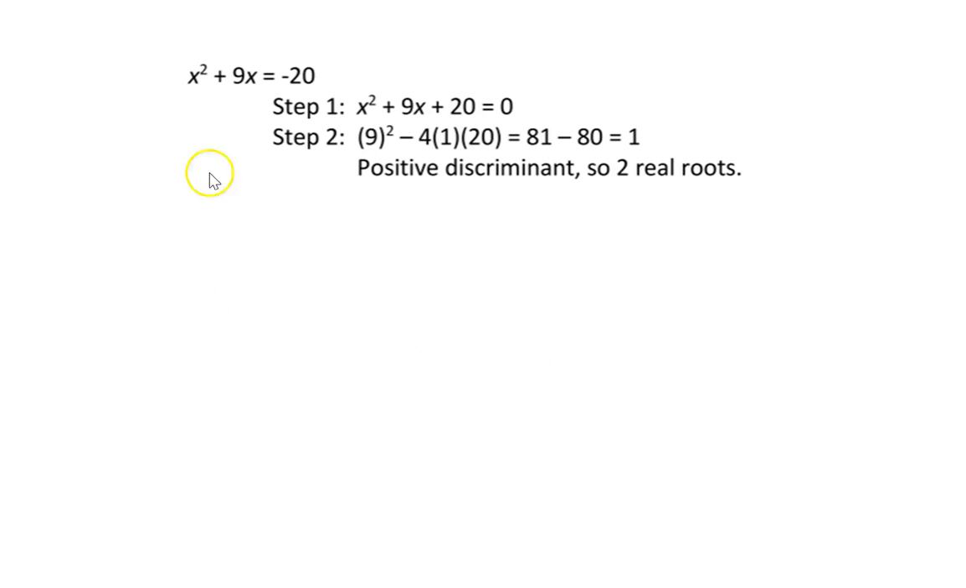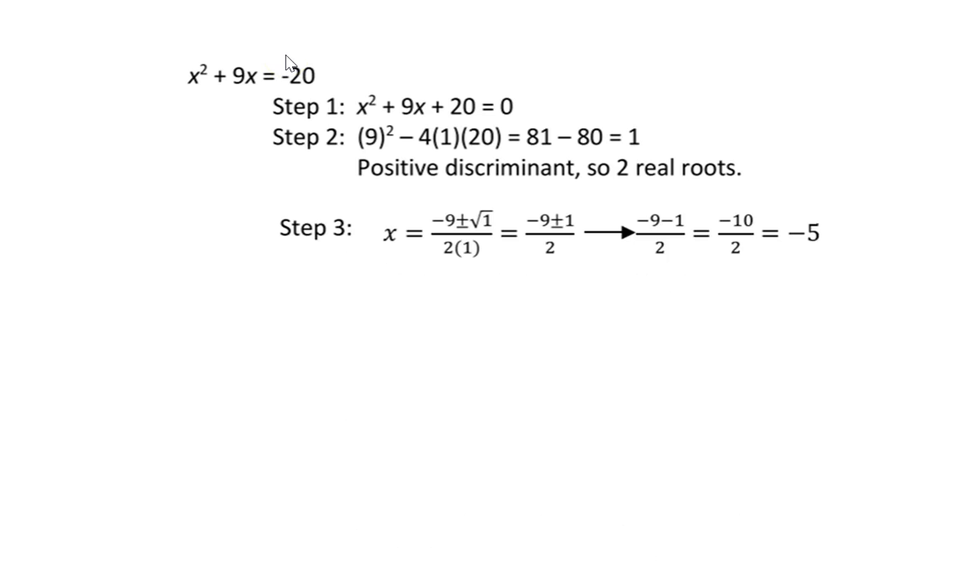Another example where we have x squared plus 9x equals negative 20. Our first step again is to set that equation equal to 0 by adding 20 to both sides of the equation. Use the discriminant to find out how many answers we are going to get here. So b squared minus 4 times a times c. That's 81 minus 80. The answer is 1. So the discriminant is 1. The discriminant is positive. So there are going to be two real roots or two real answers to this quadratic equation. What are those answers?